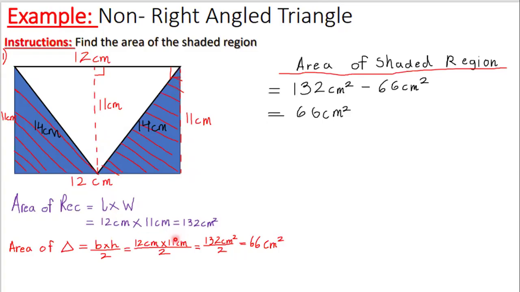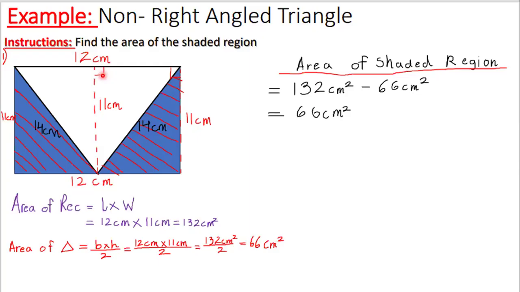Then after that, we're going to find the area of the triangle. I see I have a little triangle sign there. Base times height over 2. 12 centimeters times 11 centimeters. 12 because 12 is the base, 11 because 11 is the height. That's the perpendicular height, right?